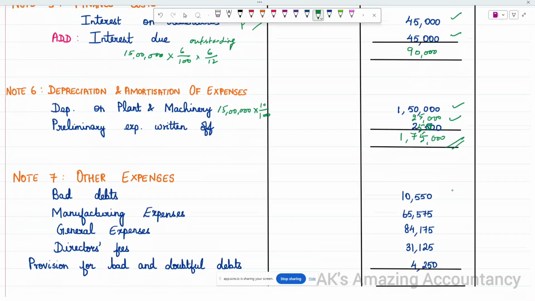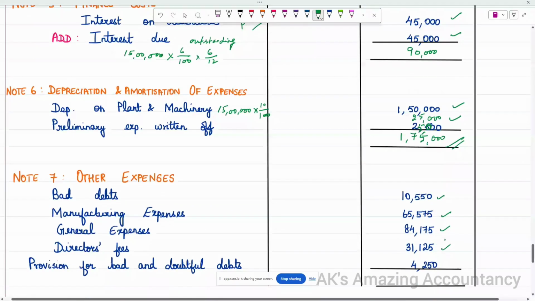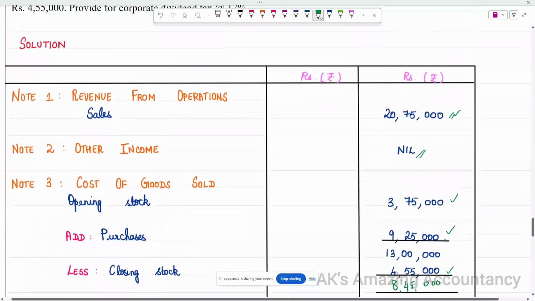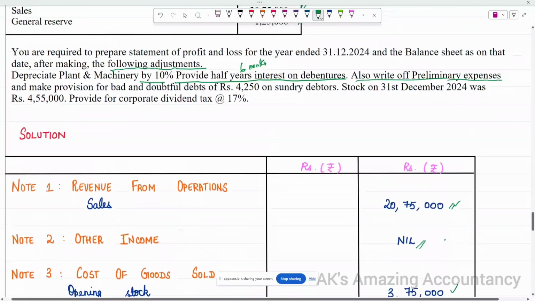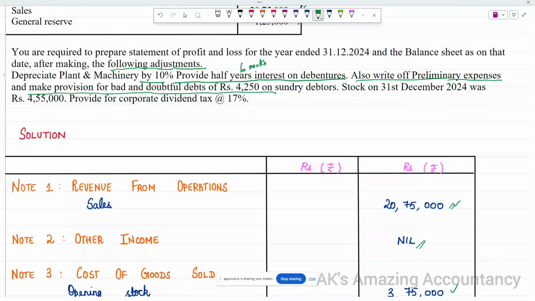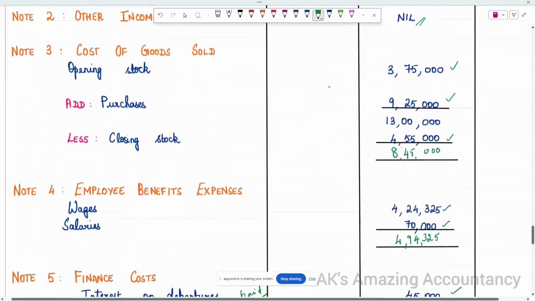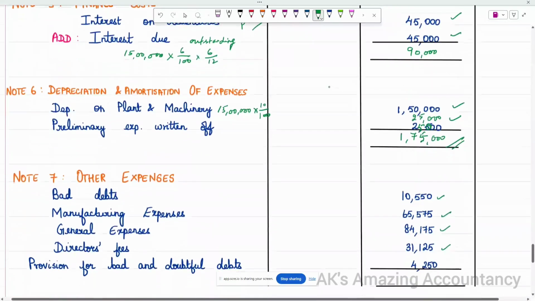So we have items like, you can refer the problem, we have items like bad debts, manufacturing expenses, general expenses, director's fees, all these are available in the problem. In addition to all this, you are given in the additional information, make provision for bad and doubtful debts 4,250 on sundry debtors. So this again will come under other expenses. Provision for bad and doubtful debts given in the adjustment 4,250.